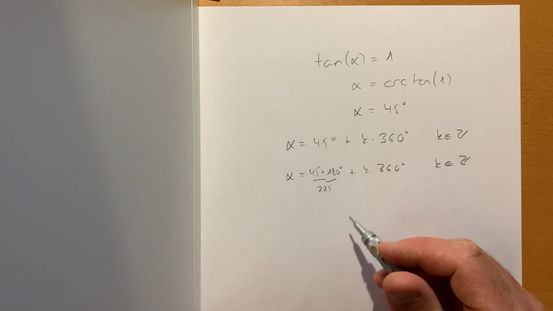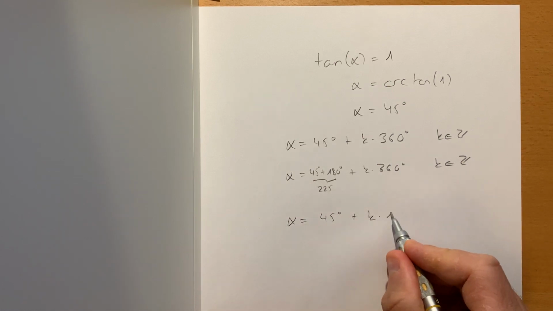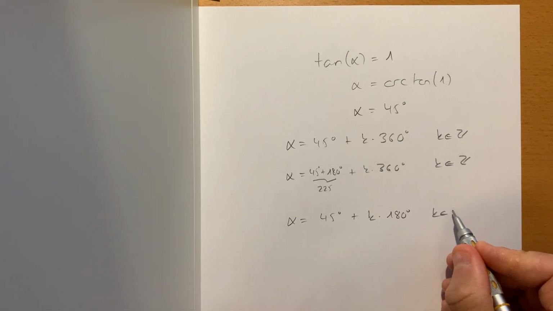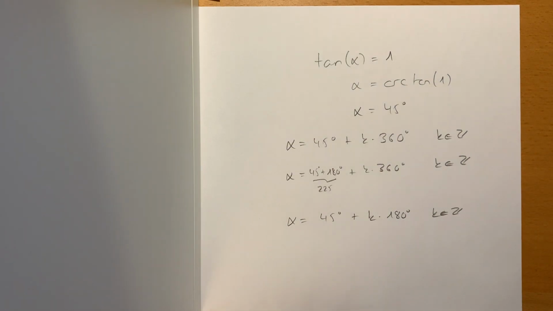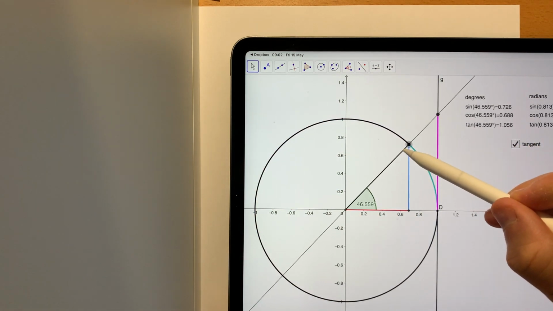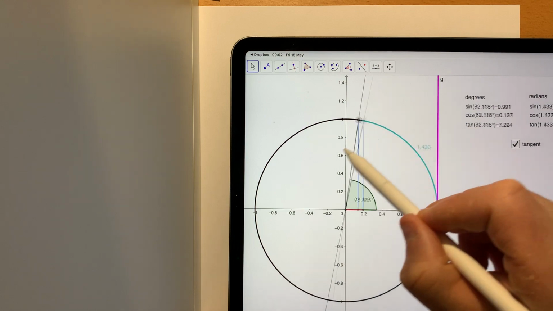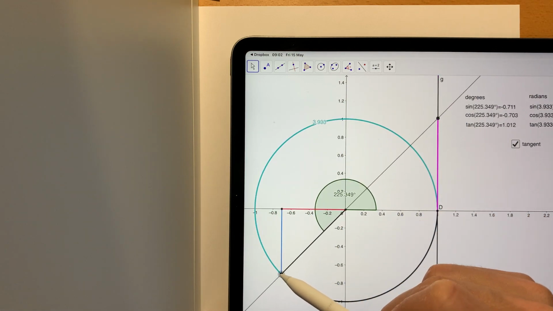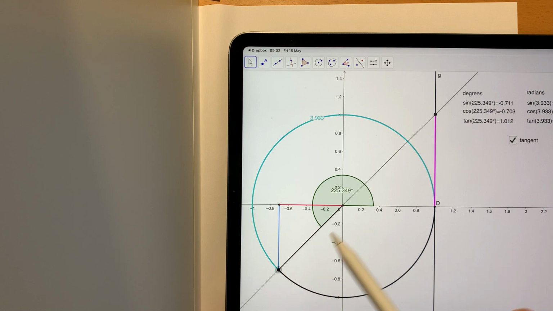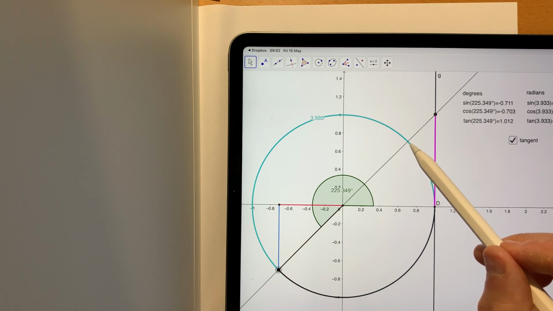But you could do it in an easier way, because you could say, let's just do it like this. Alpha is 45 degrees plus k times 180 degrees. K is an element of Z. Why can you do this? Now look at the drawing. Either you go to 45 and you add whole terms, okay? Or you subtract whole terms. So you have one basic solution and the other basic solution is 225, and you add or subtract whole terms. But you could also say that if you just jump from this point to this by adding 180, or from this to this by adding 180, it's the same thing. You get the same tangent.